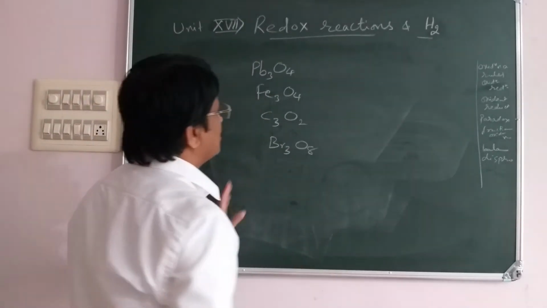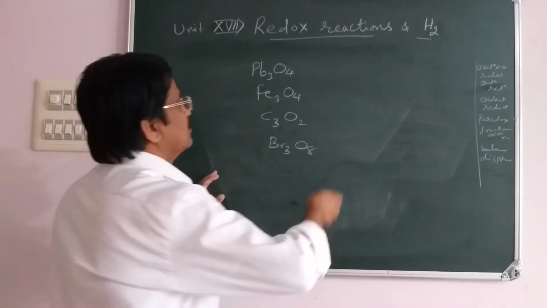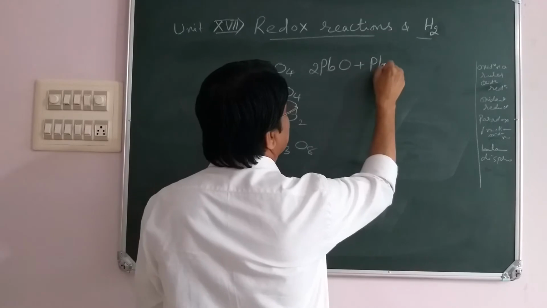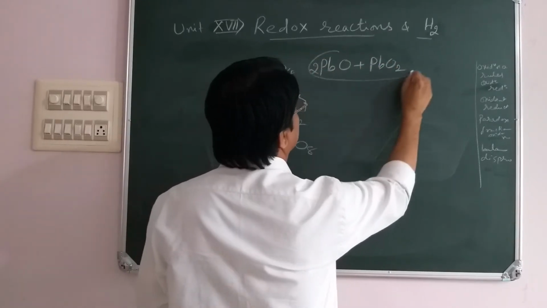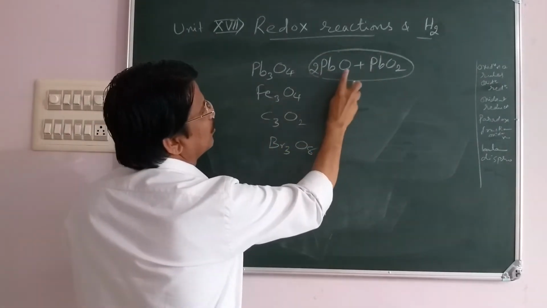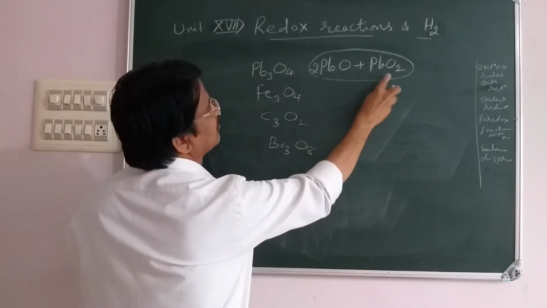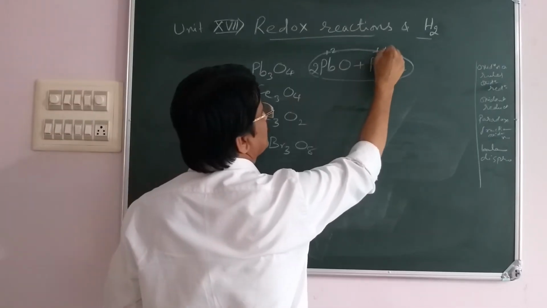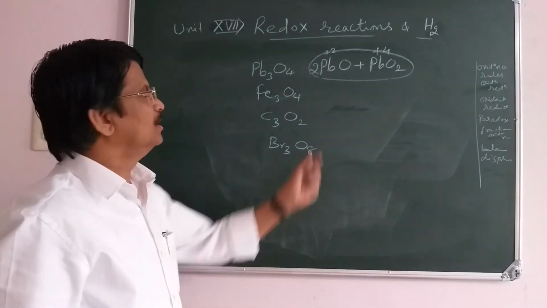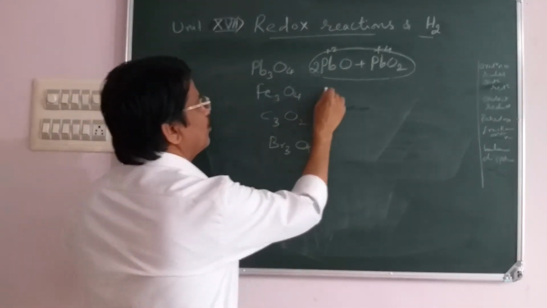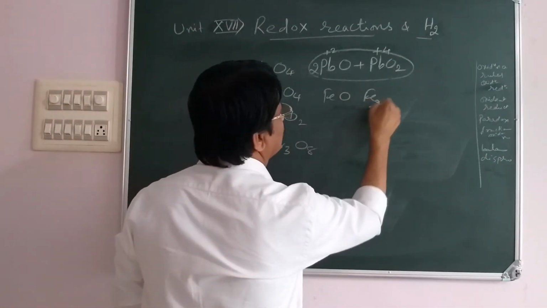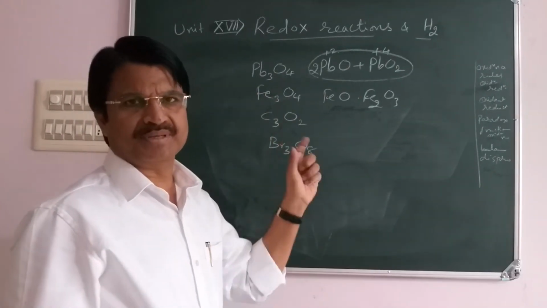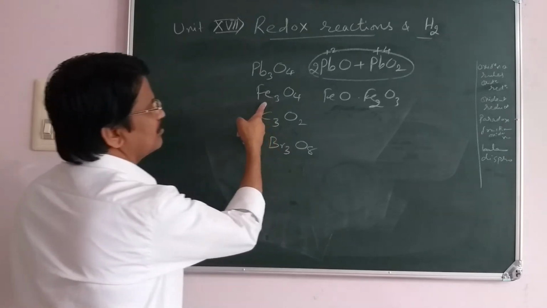Now, if you write the structure of the substance, then you can know how it is. Pb3O4 is actually PbO plus PbO2. Then the oxidation number of Pb is plus 2 and plus 4. We can mention this individually, and likewise in Fe3O4: FeO and Fe2O3. These are called mixed oxides.